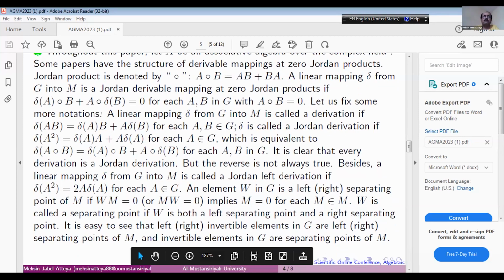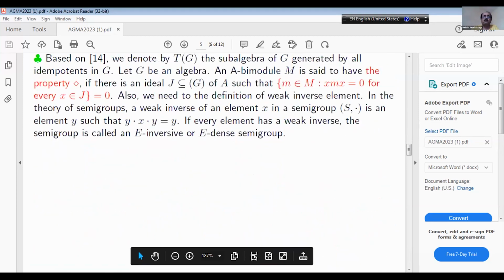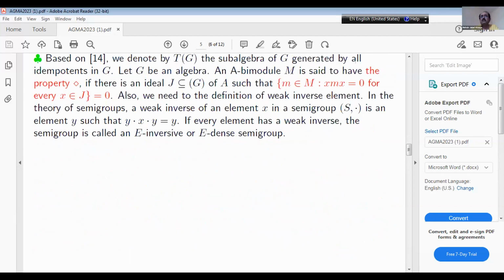Proceeding from reference 14, we denote T of G for the subalgebra of G generated by all idempotents in G. An algebra A with a module M is said to have the property diamond if there is an ideal G contained in T of G of A, such that we have this relation.